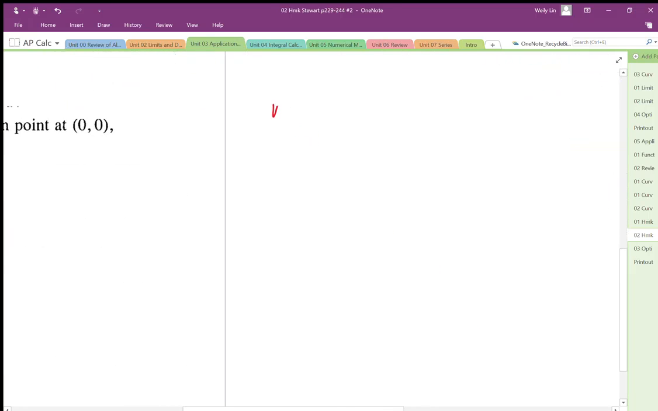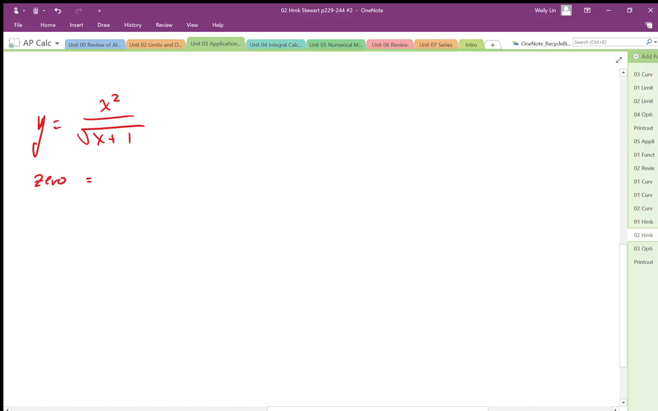So we'll do this over here. So we'll do y equals x squared over square root of x plus 1. Make sure we have some room to work with here. So we want to find the zeros for this, because those are useful points to know. So zeros are at x equals 0.